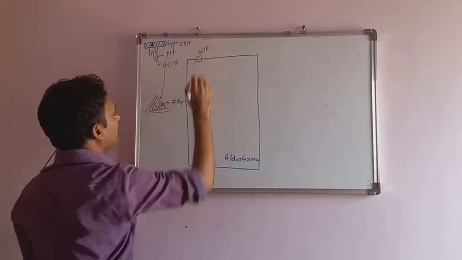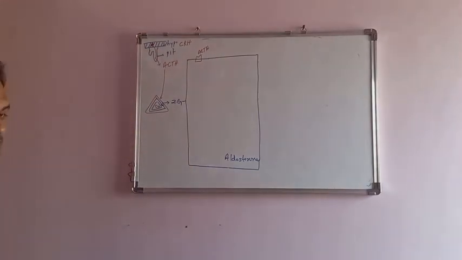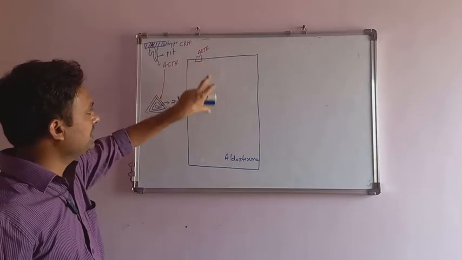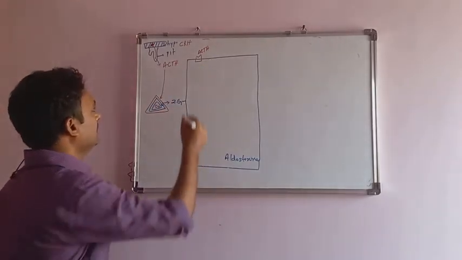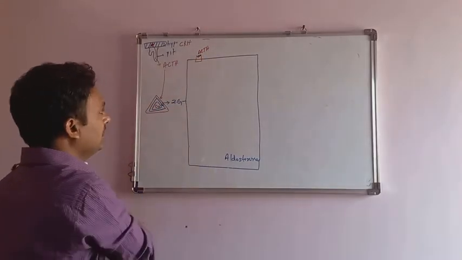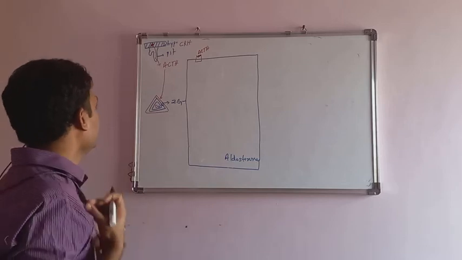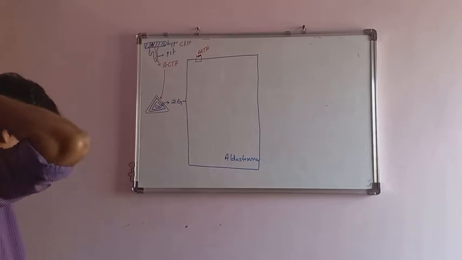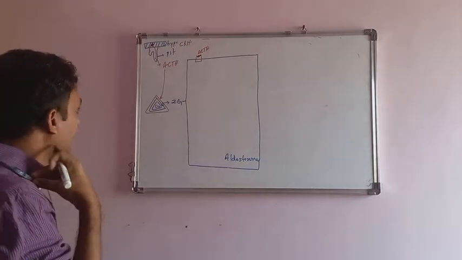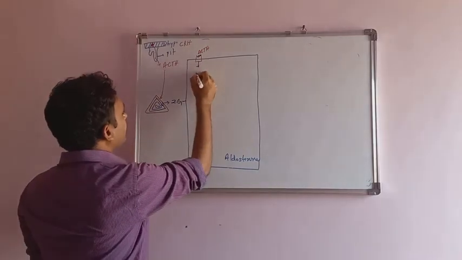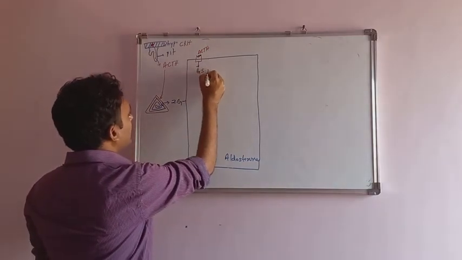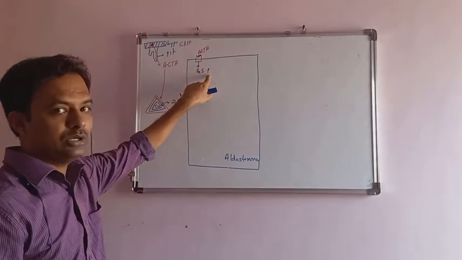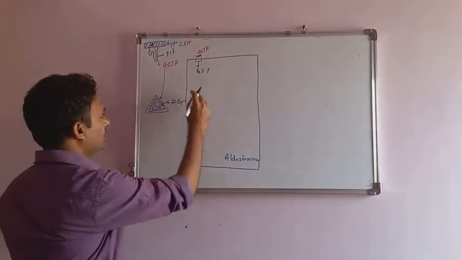ACTH comes and acts on the zona glomerulosa cell, through the action of the receptors present on the cell. Here, this cell gets stimulated. As this cell gets stimulated, there is an activation of G stimulatory protein in the cell of zona glomerulosa.